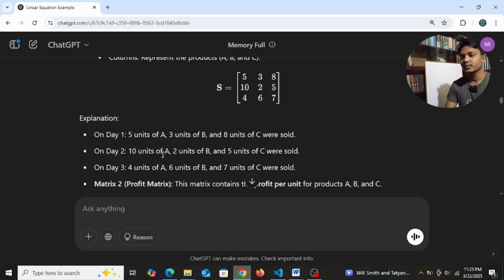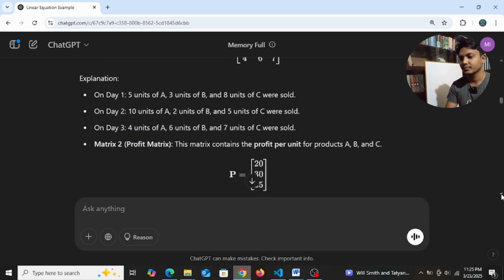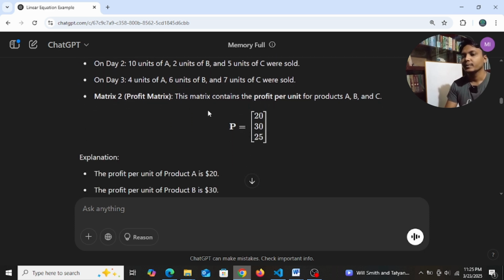This is how you can put this. So on day 2, 10 units of A, 2 units of B. So this is the sales data for 3 days and 3 products, right? Matrix 2: this matrix contains the profit per unit for products A, B, and C. So 20, 30, 25. So these are the profits for each product.